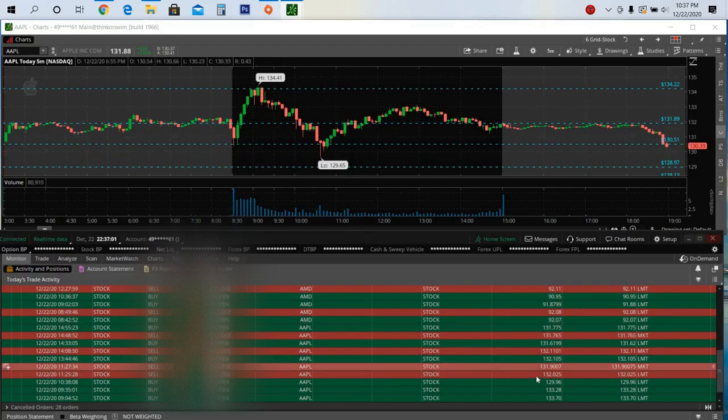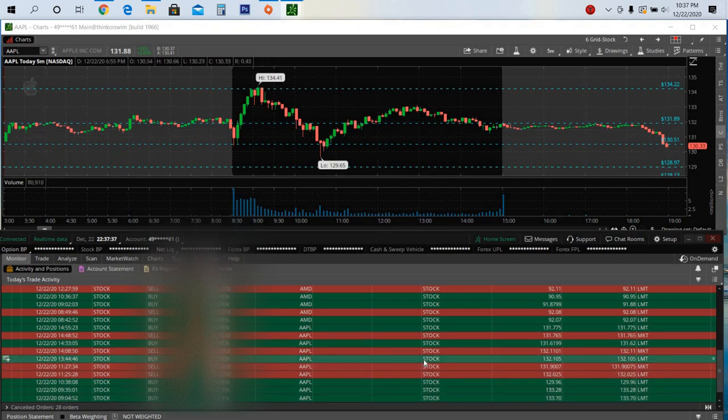I closed the position that I added at the bottom at around 132.02, so around this area, and then I closed the rest of the position as I saw it kind of failing here. But obviously it went up a little bit, but that's okay.